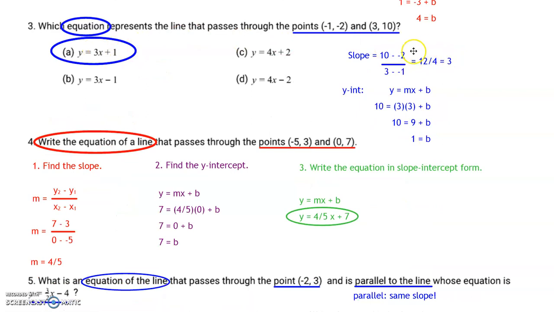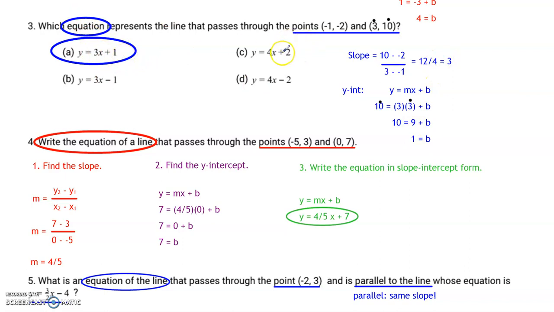All right, for number 3, I found the slope again using that slope formula. I found the slope to be 3. And then I selected one of the 2 points here. I selected the one with no negatives again. Here's my x and here's my y. If I solve this, I get b is equal to 1, which means my y-intercept has to be 1, and my slope, as I said before, has to be 3.